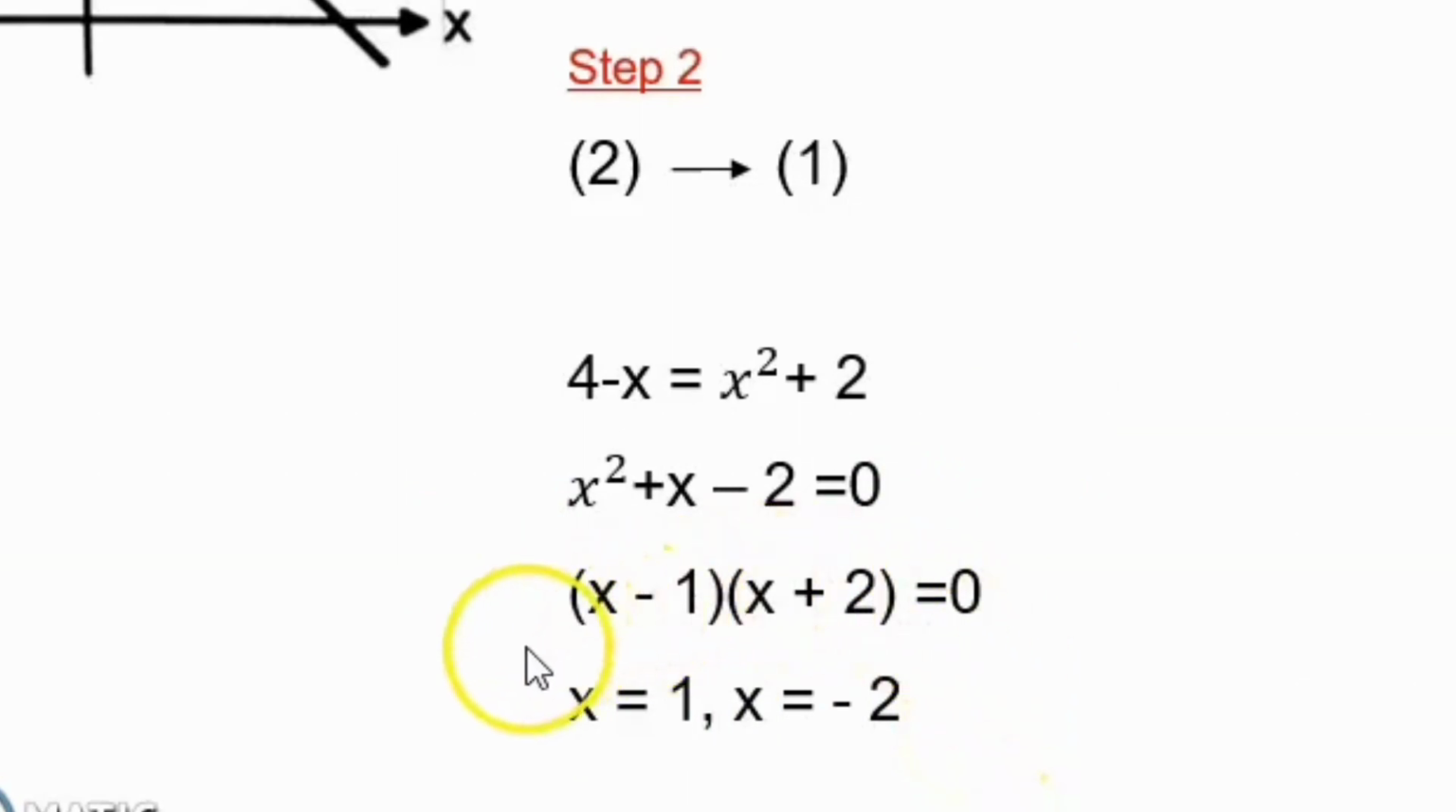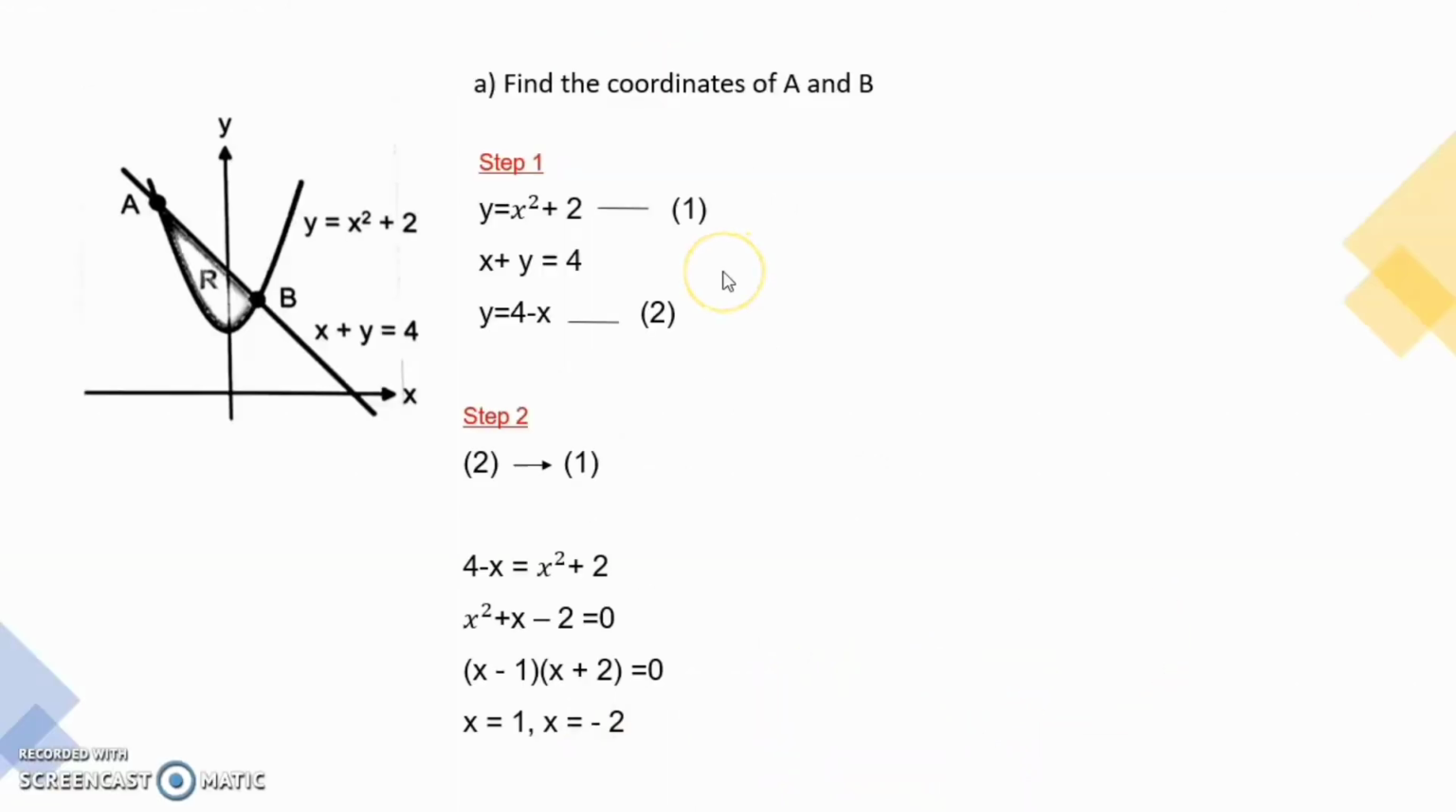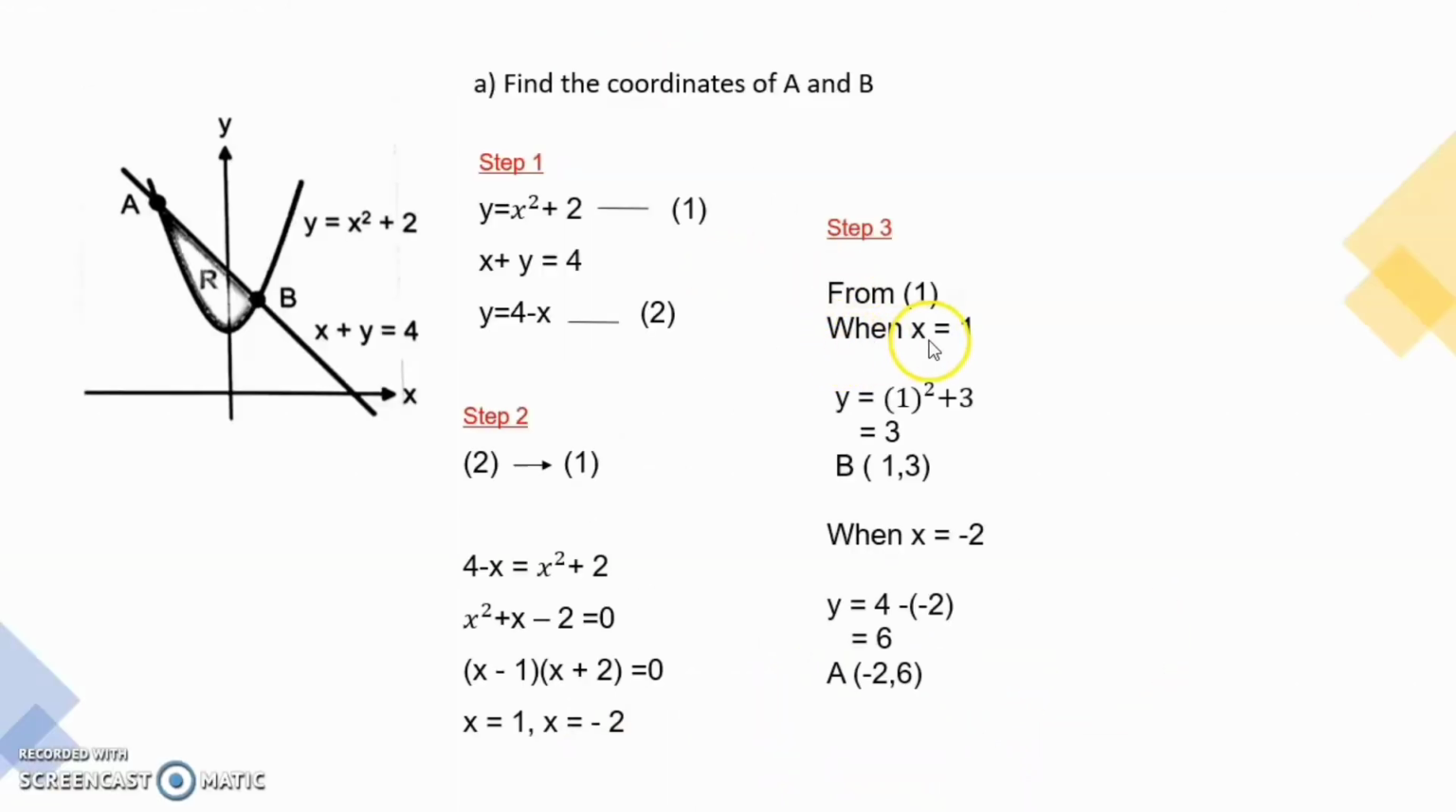Next, we substitute the answers x equal 1 and x equal -2 into the equation. So when x equal 1, we will get y equal 1 squared plus 2 equal 3, and the coordinate will be 1, 3. When x equal -2, we need to substitute -2 inside the second equation, which will be y equal 4 minus -2, y equals 6. So the coordinate will be -2 and 6.